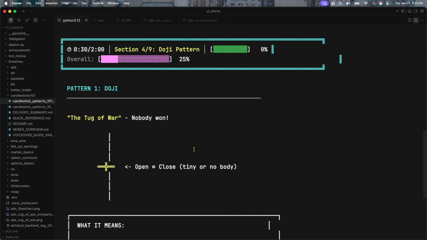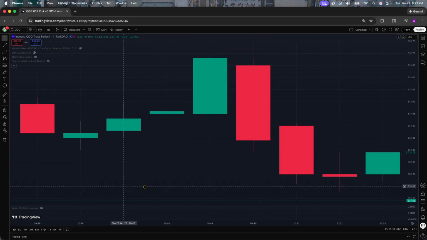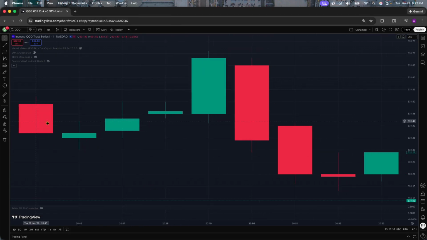So what is a doji? A doji lets us know that nobody won. Whenever we're looking at candlesticks, it lets us know what happened. So I'm looking at a candlestick chart for QQQ. This is the QQQ chart.